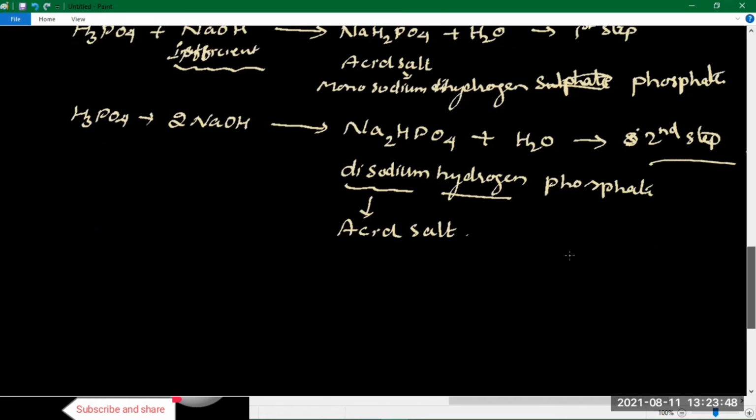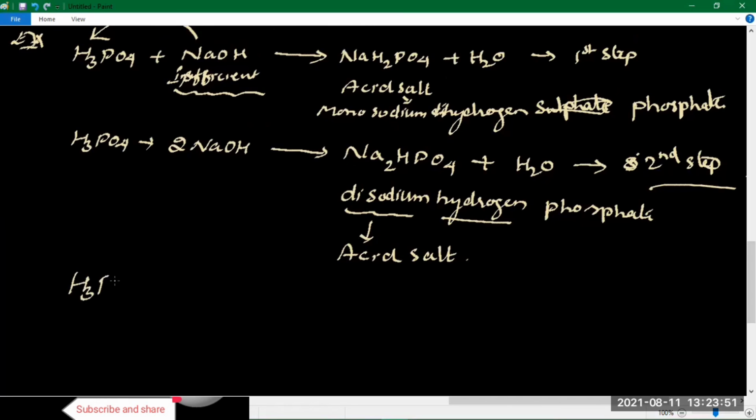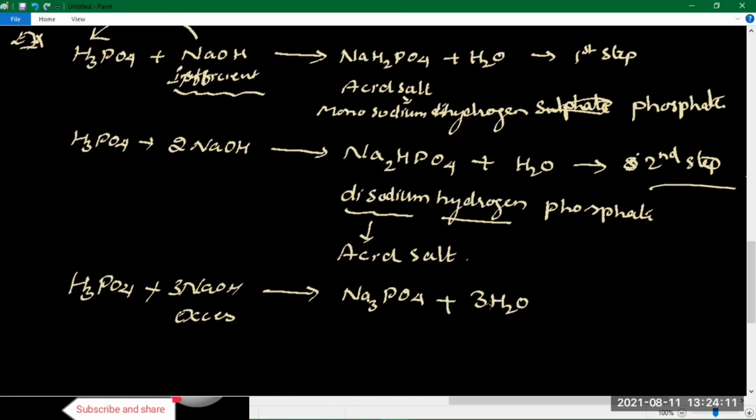And overall, if we treat H3PO4 with an excess of sodium hydroxide, like three molecules, it will completely displace all hydrogens from the phosphoric acid and give you Na3PO4 compound, with the formation of 3H2O. This salt is a normal salt because there are no hydrogen ions. Finally, the reaction will stop at the third step.